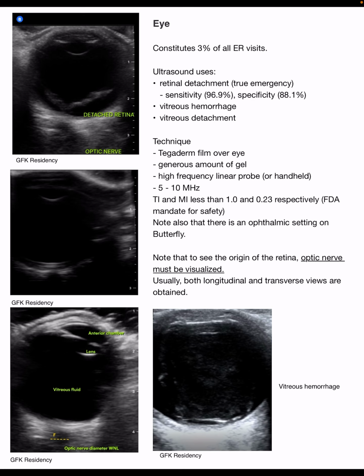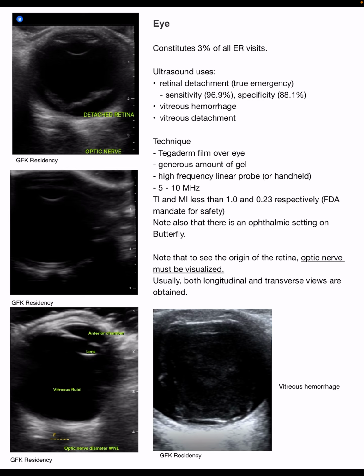The eye constitutes 3% of all emergency room visits. Ultrasound is useful for retinal detachment, which is a true emergency, and ultrasound has a sensitivity of about 97%. It's also useful for diagnosing vitreous hemorrhage and detachment.